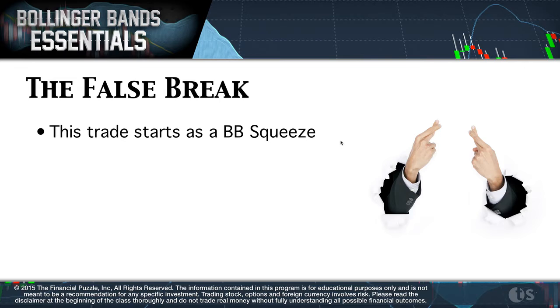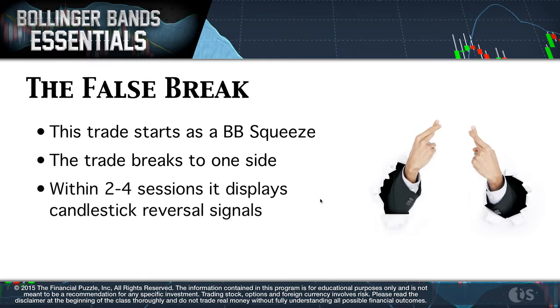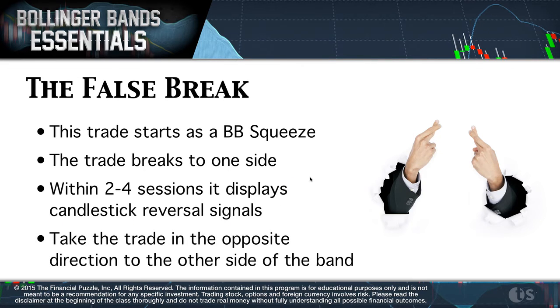So this is going to start as a Bollinger Squeeze, and the trade's going to break to one side. It's going to look like we've got a new trend that's breaking out here, but then what happens is within 2 to 4 sessions typically, might be 5, but usually it's 2, 3, or 4 sessions, it's going to display some candlestick reversal signals. When you see that, that's why it's so important you understand your candlesticks. When you see those reversal signals, flip your direction. Take the trade in the opposite direction, and you're going to want to trade it to the other side of the band. In other words, it's a head fake.